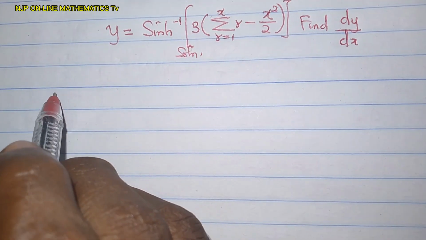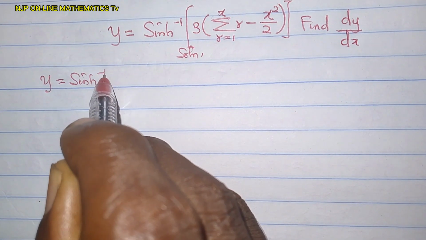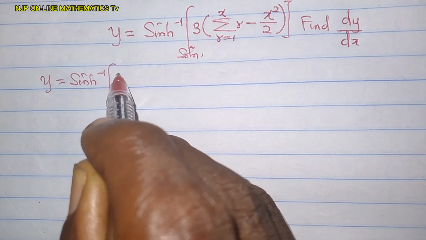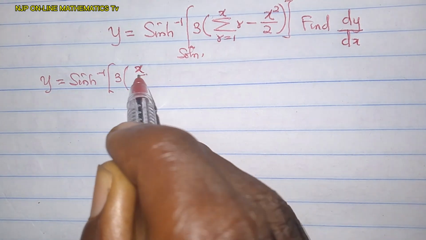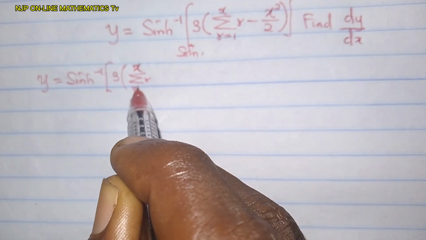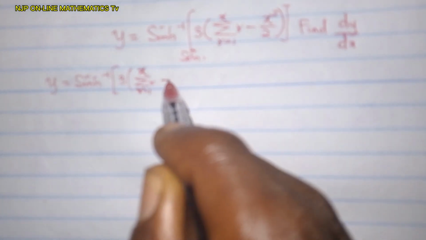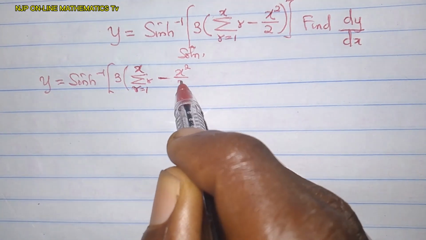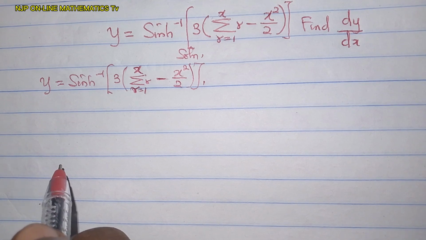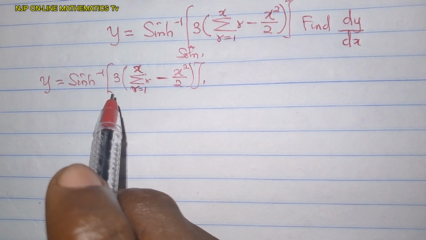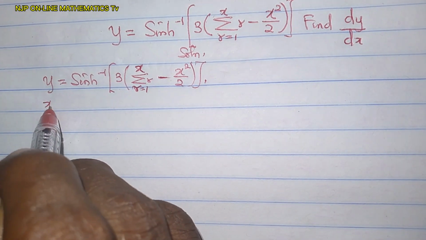We are given that y equals the sine inverse of 3 multiplying the sum of x terms of r, which ranges from r equals 1 to r equals x, minus x squared divided by 2 as the angle. So we have to find the first derivative of this problem here. So we have to consider the angle.